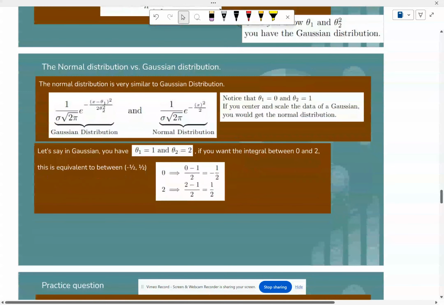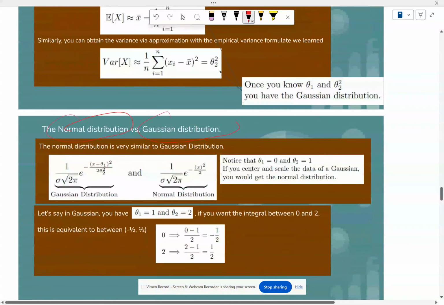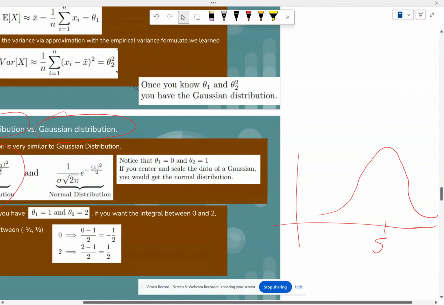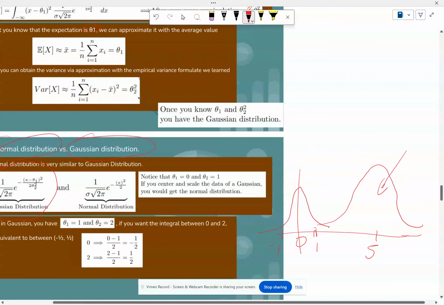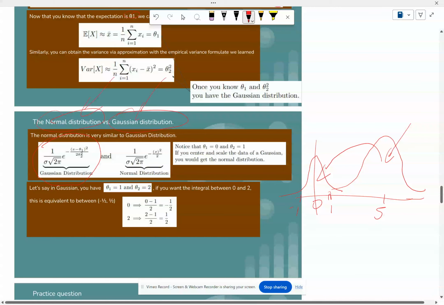The normal distribution, so we just did the Gaussian distribution. The normal distribution is very, very similar to the Gaussian distribution. The only difference is that a Gaussian distribution is shifted and you have various variances. So this could be 5, and the Gaussian distribution can look like this. But a normal distribution is always centered around 0, with a standard deviation of 1. So that's the difference. And most of the time, even if we have a Gaussian distribution, we like to shift it to a normal distribution just because it's easier to deal with. So that's the difference between normal and Gaussian.